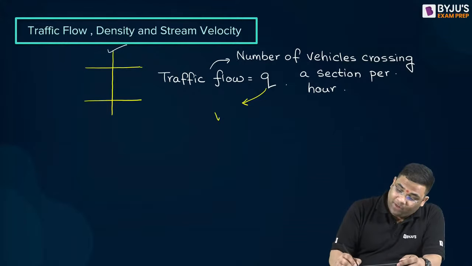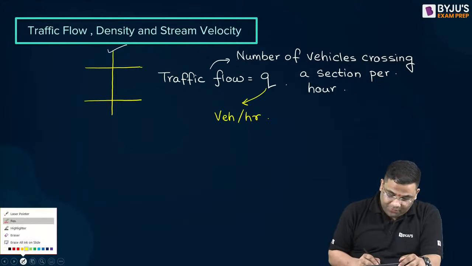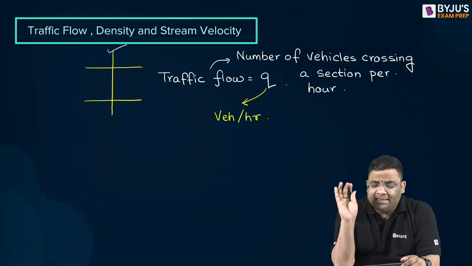It will be vehicle per hour. Very good. It will be vehicle per hour. Now, this is the traffic flow.